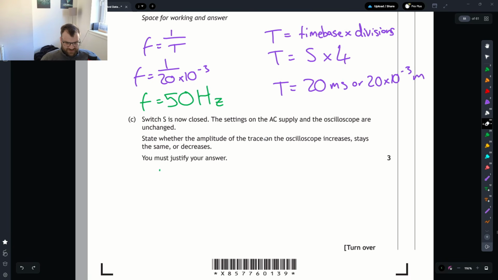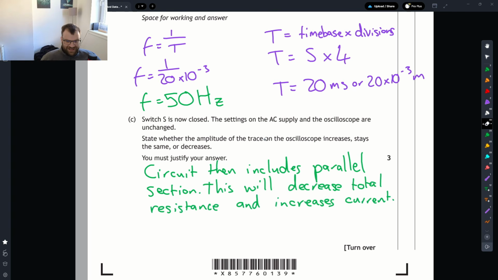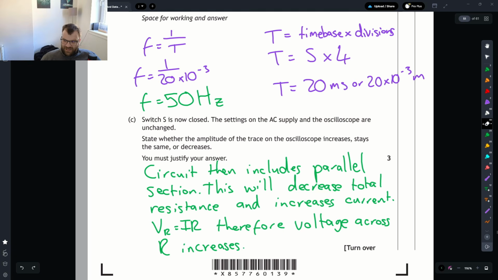And we're asked about the amplitude. So the first thing is, we've got the parallel section. That's going to reduce the total resistance. And that then means you've got an increased current. And then if you increase the current, because V equals IR, the voltage would increase. And that must mean then if there's a higher voltage, you're going to have an increased amplitude.